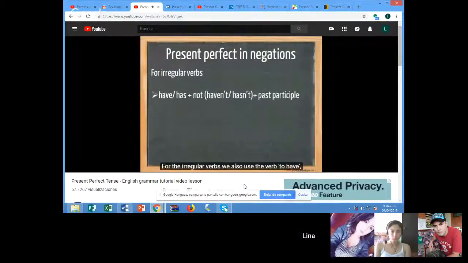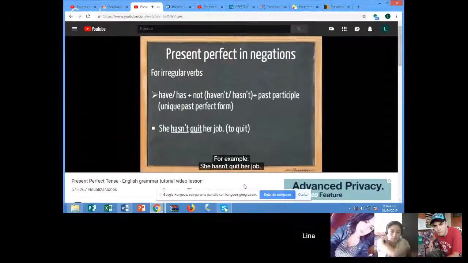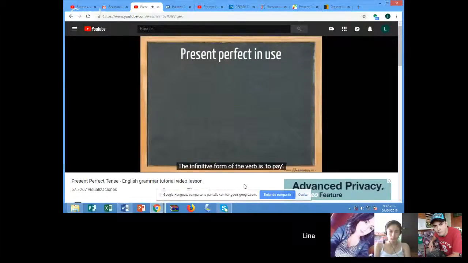For the irregular, we also use the auxiliary verb to have and not, contracting it into haven't and hasn't, and the past participle. For example, she hasn't quit her job. The infinitive form of the verb is to quit. You haven't ever driven a car. The infinitive form of the verb is to drive. And they haven't paid for dinner. The infinitive form of the verb is to pay.